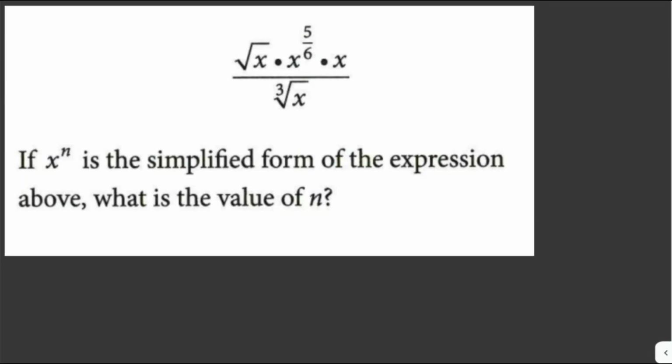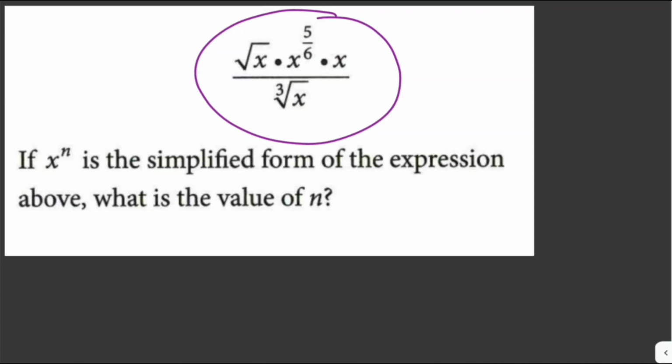If x to the n is the simplified form of the expression above, what is the value of n? So we're given this expression here. Square root of x times x to the 5 over 6 times x over cube root of x. So how are we going to solve for n here? So the first thing we do is simplify everything. That is by rewriting the radicals as fractions.